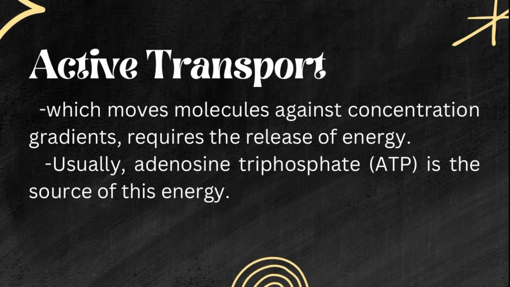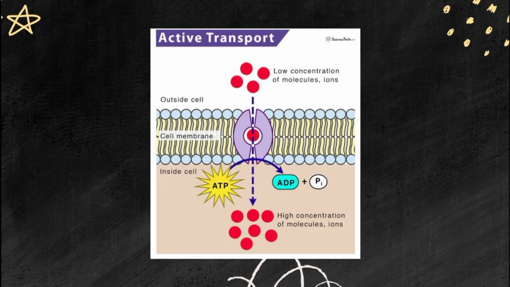Active transport, which moves molecules against concentration gradients, requires the release of energy. Usually, adenosine triphosphate, or ATP, is the source of this energy. This means that molecules can actively move from an area of low concentration to one of high concentration to establish and preserve the concentration gradients necessary for cellular function. Ions and other molecules are actively transported across the cell membrane by ion pumps and other specialized carrier proteins.